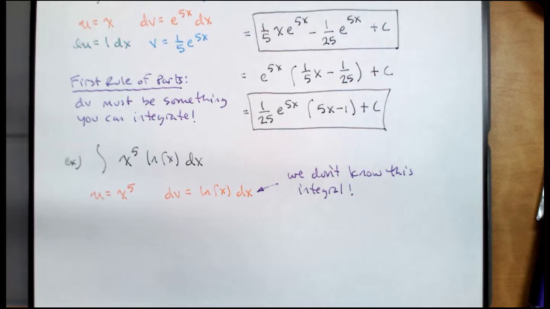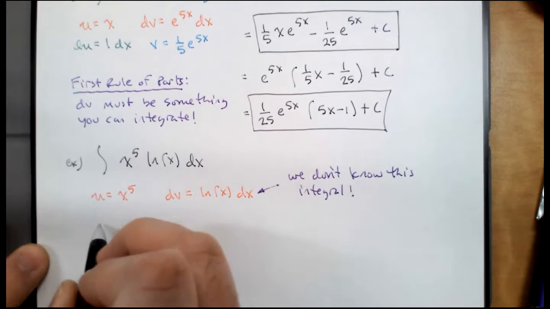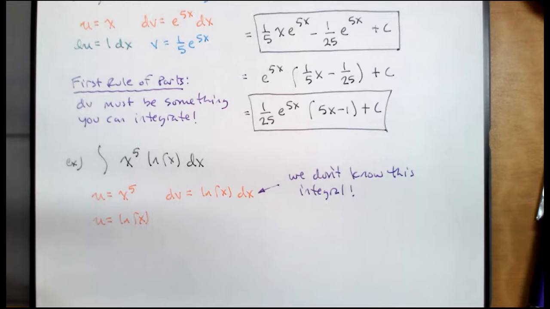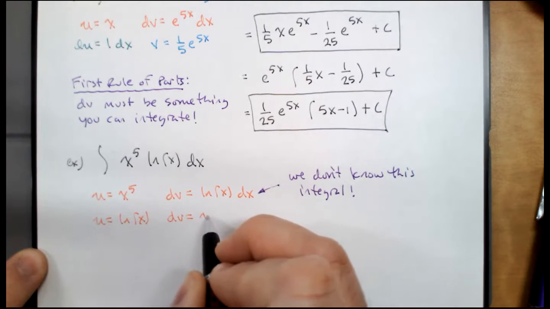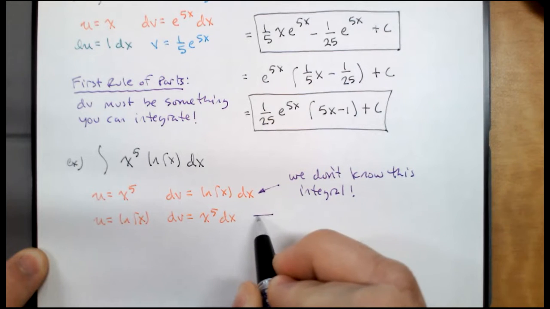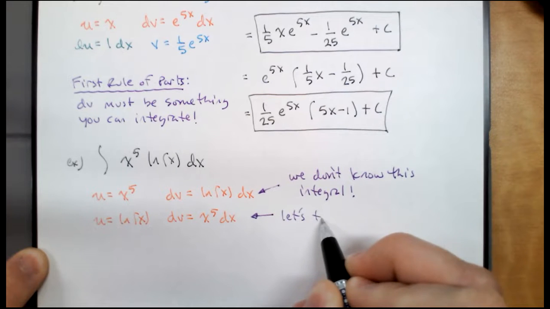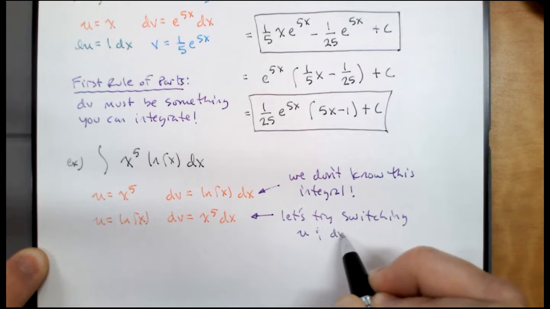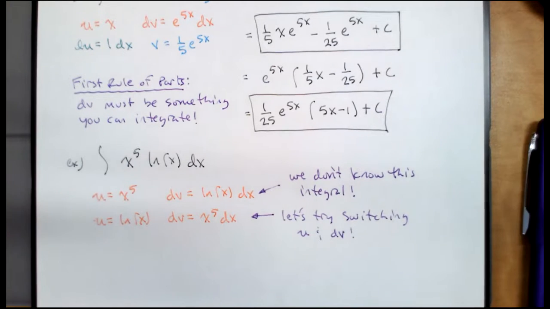This was a choice that we made. There's no rule that says this has to be a polynomial. Let's just switch the parts. Keep the dx on the dv side though. Now this is going to work out because I know the derivative of natural log of x. So one of our strategies, when we see that we've written down a dv that we can't integrate, is to switch the parts.